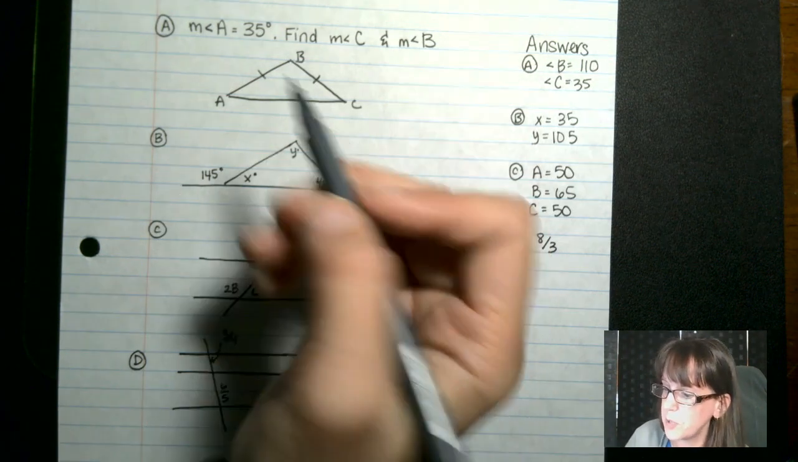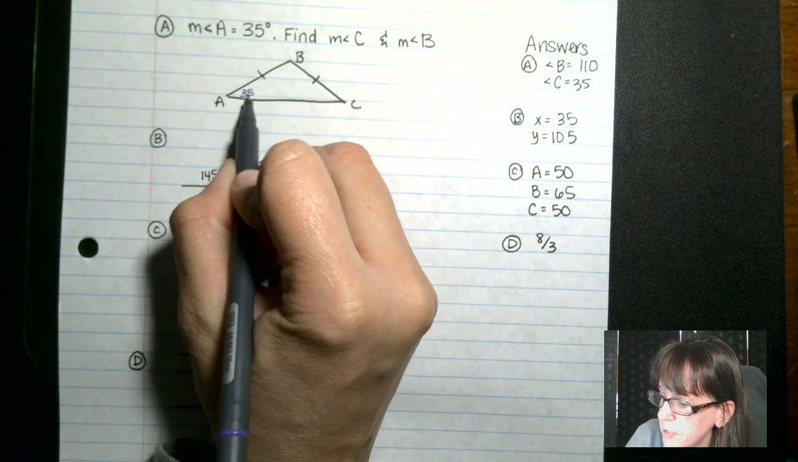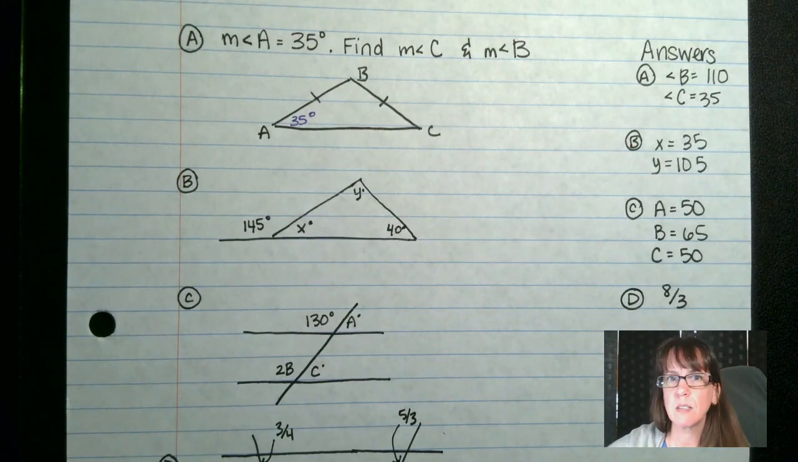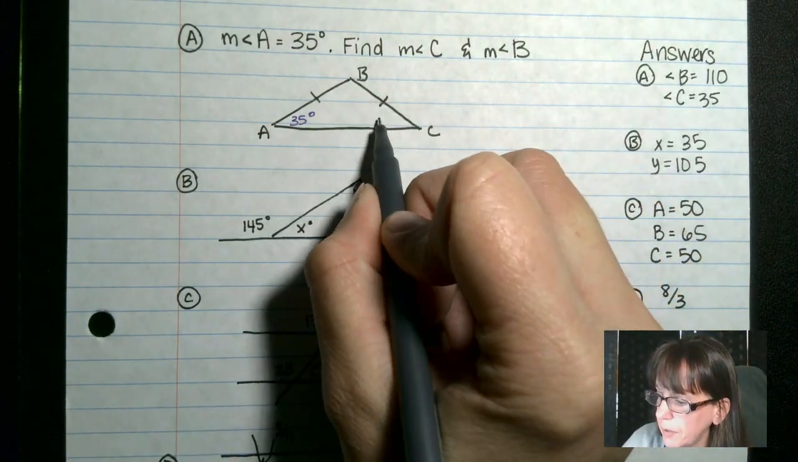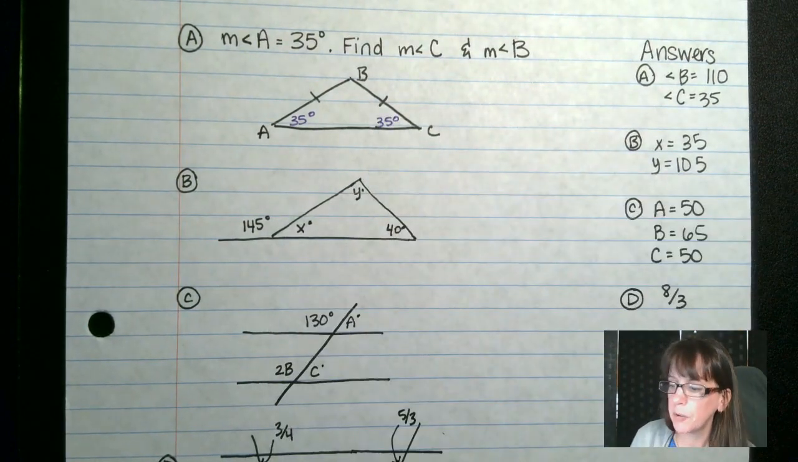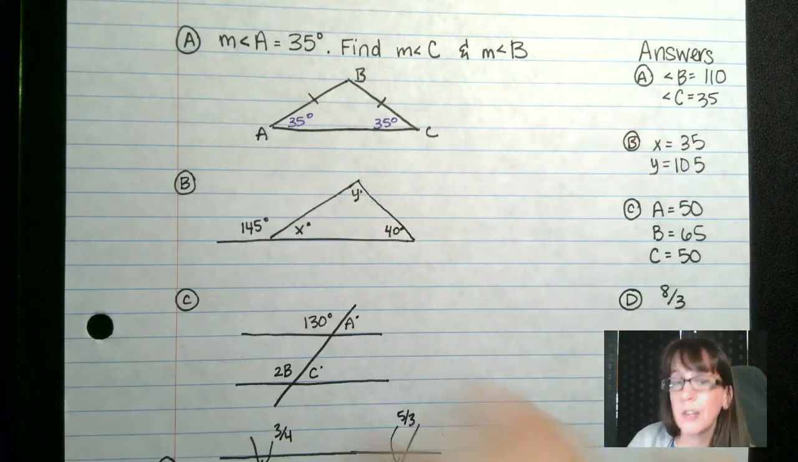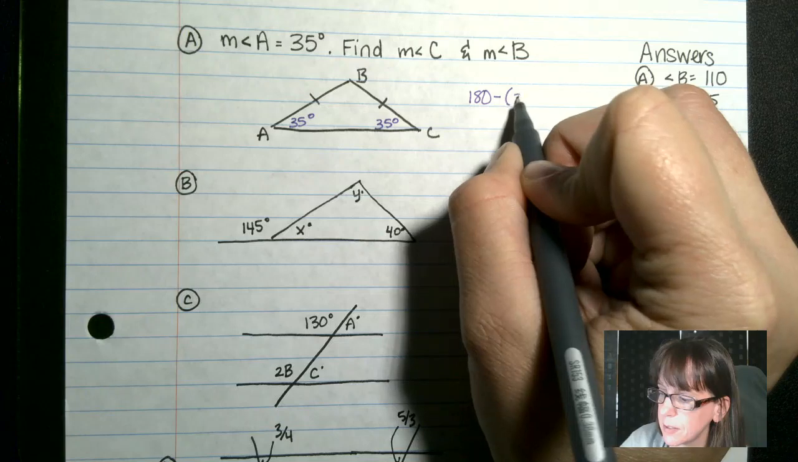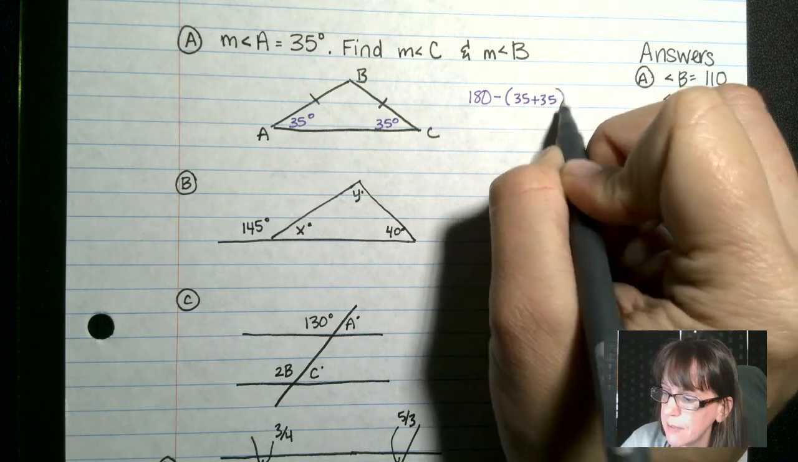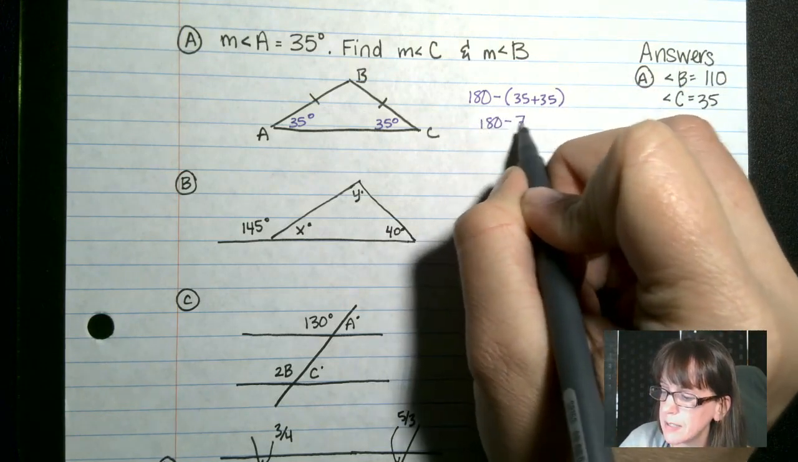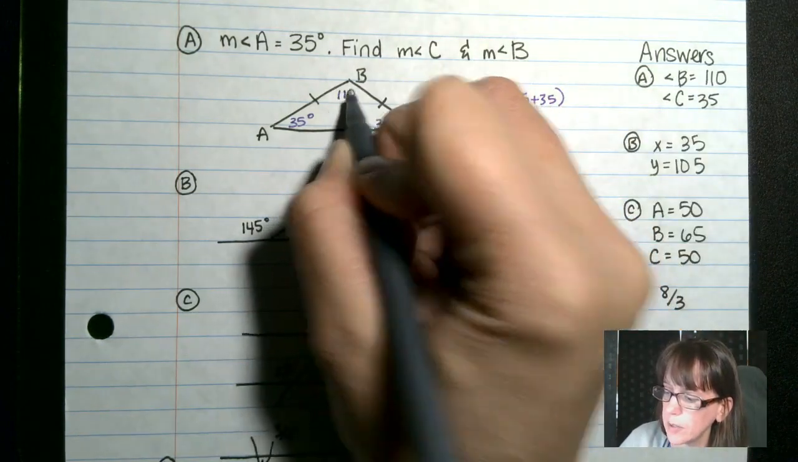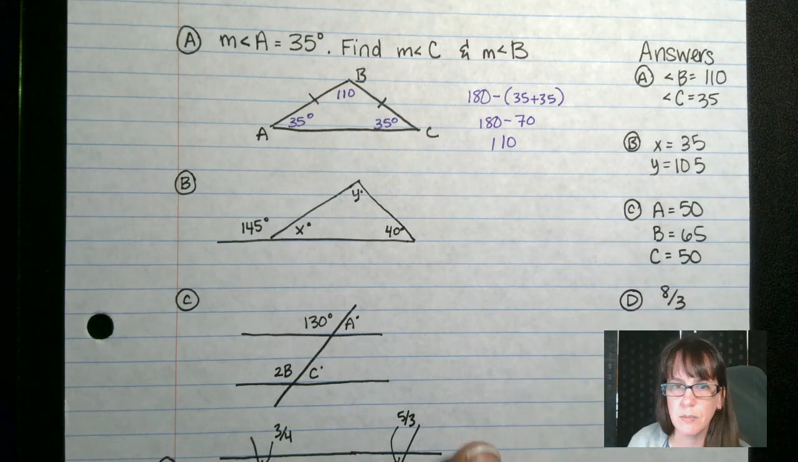So first things first, we know the measure of angle A is 35 degrees. Because this is an isosceles triangle, we also know angle C is 35 degrees. If these are both 35 degrees, 35 plus 35 is 70. So I'm going to take 180 minus 70, that gives me 110. So angle B is 110. Angle B 110, C 35. Beautiful.